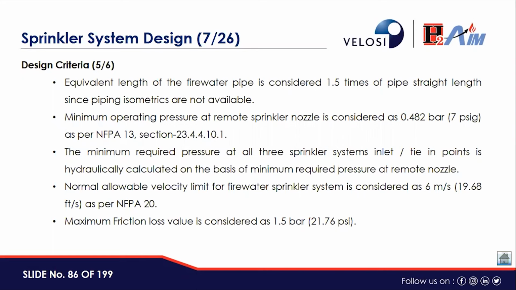The minimum required pressure at all the three sprinkler systems' inlet tie-in points is hydraulically calculated on the basis of the minimum required pressure at remote nozzles. Normal allowable velocity limit for the fire water sprinkler system is considered as 6 meters per second as per NFPA 20. And the maximum friction loss value is considered as 1.5 bar.